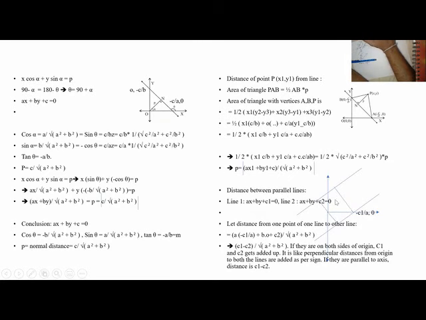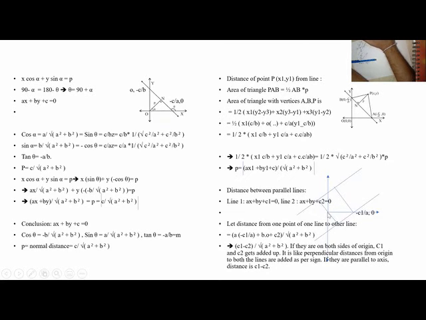Or we can say, what is the distance of this line from this? You substitute this point into this. If they are both on the same side of the origin, C1 minus C2 gets added up. If they are, suppose, on both sides, C1 plus C2 will be added up.